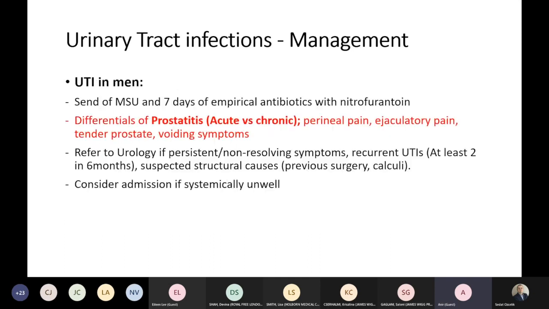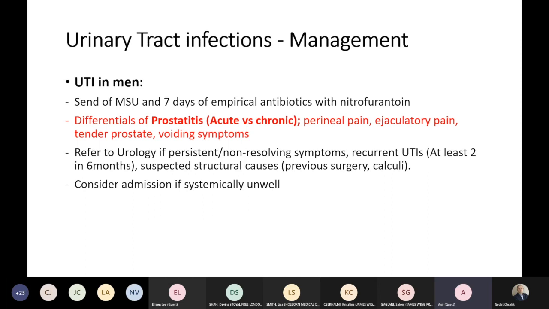Next slide. So UTI in men. Once again, this can also cause a sense of anxiety because generally urinary tract infections are less common in men than they are in women. I suggest that men are allowed to have at least one urinary tract infection without requiring further investigation. But if they have 2 in 6 months or recurrent UTIs, or you suspect structural causes like surgery, previous operations, or previous kidney stones, then you may want to refer to urology, or if their symptoms are not improving with antibiotics. You will want to treat them for 7 days, and you'll want to send off an MSU.